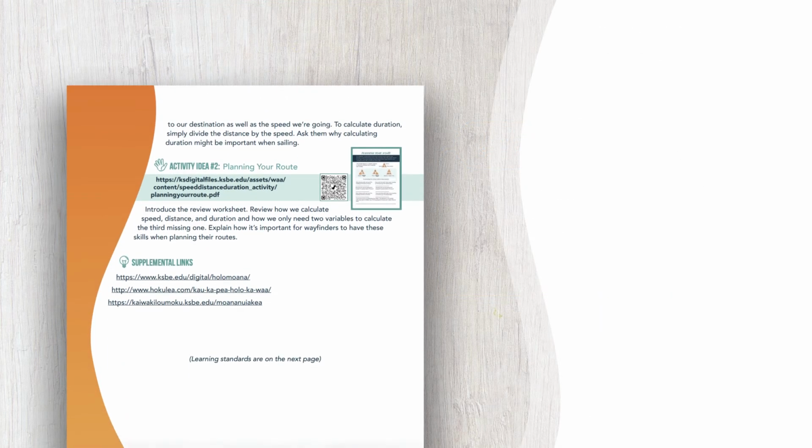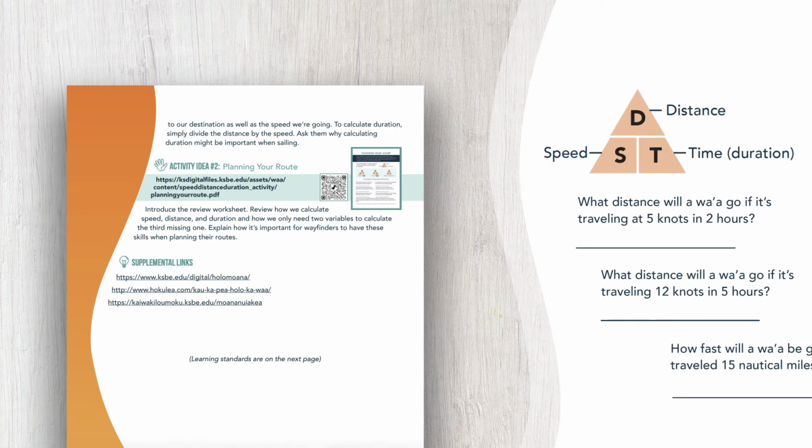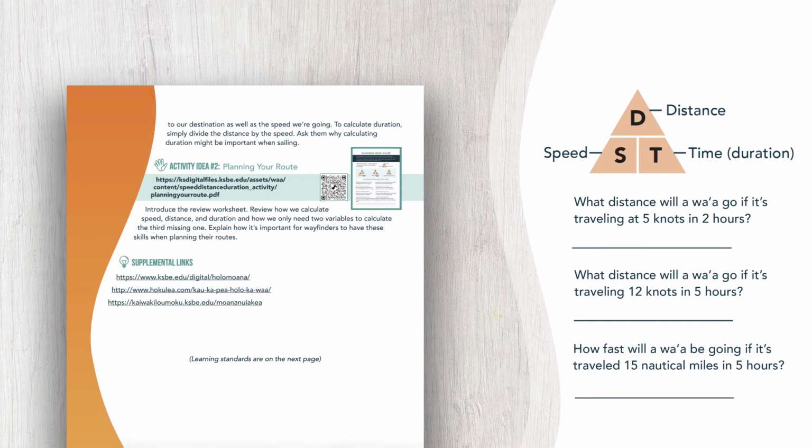Once Haumana feel comfortable with these three calculations, they will apply their knowledge in the activity, planning your route. There, they must calculate missing variables for a variety of voyaging scenarios.